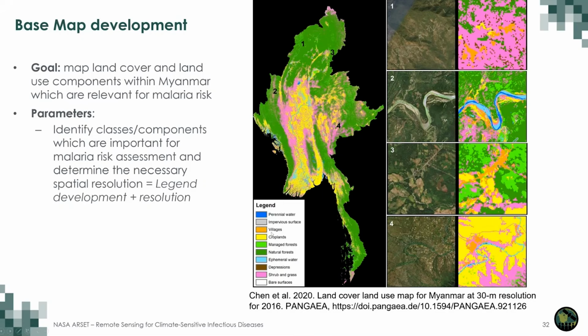Can you map villages in Myanmar, for example, using 1 kilometer data? And rural settlements are very small. They get completely lost in 1 kilometer data. So we, by default, know that we need better resolution than that to identify the components we're very interested in.